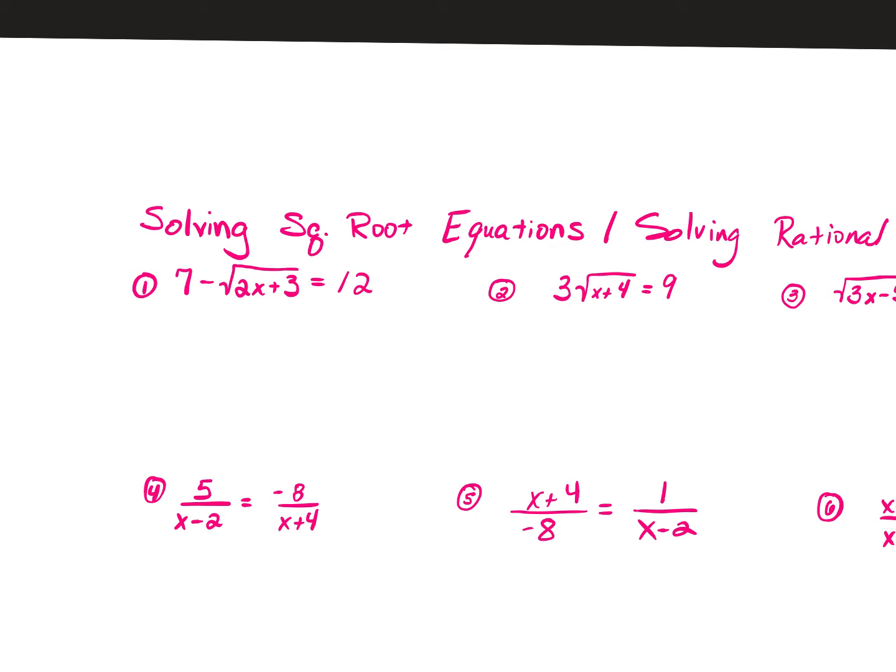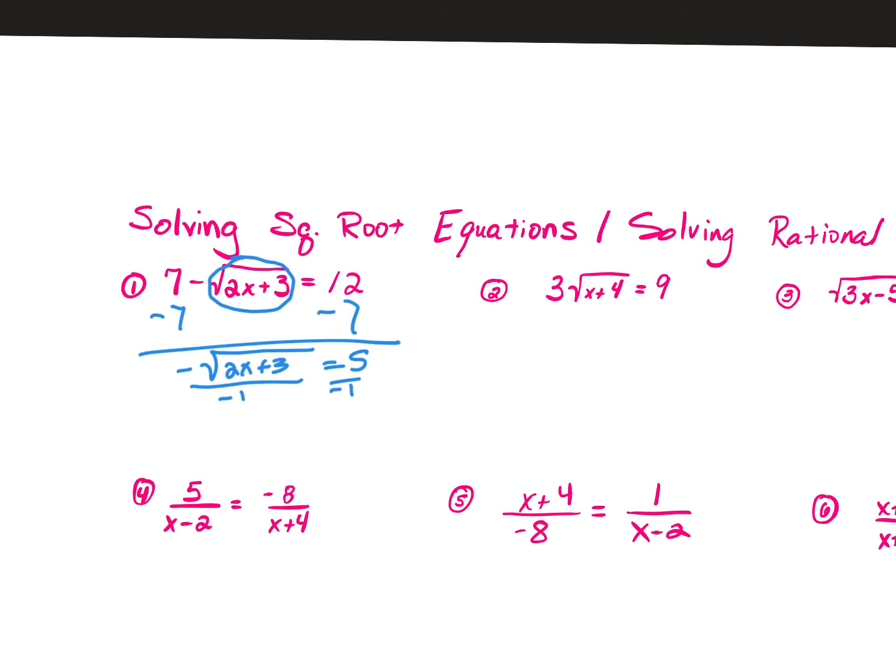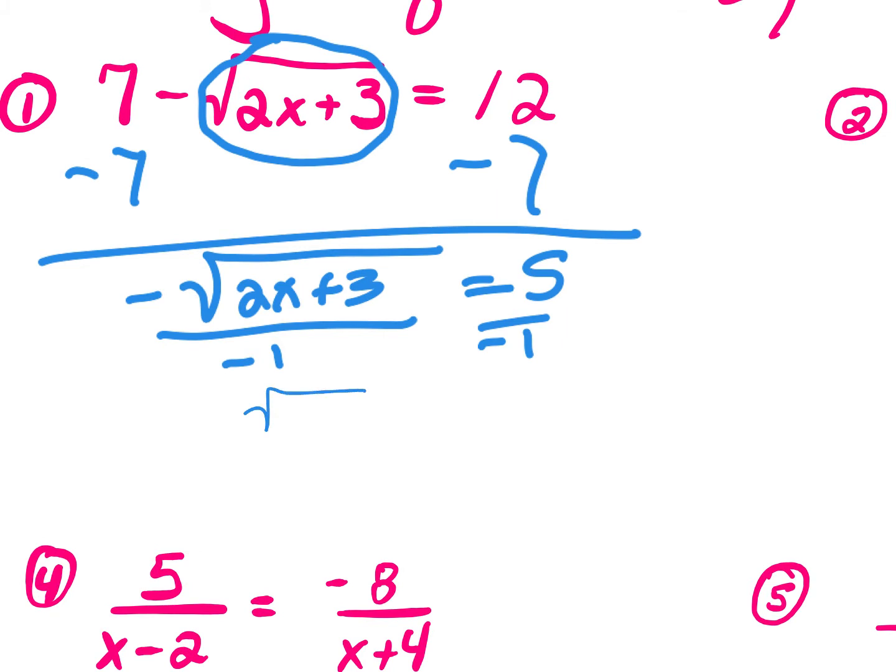But when we solve equations that involve square roots, the first thing we want to do is isolate our radical. So in number one, I'm going to circle the radical. I'm going to subtract 7 from both sides. So I still have that -1 on the outside, and then 2x plus 3 on the inside of my radical equals 12 minus 7 is 5. So I'm going to divide both sides by -1 to get that -1 to go away. So we have left the square root of 2x plus 3 equals -5.